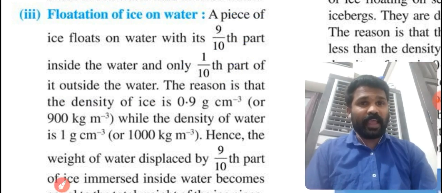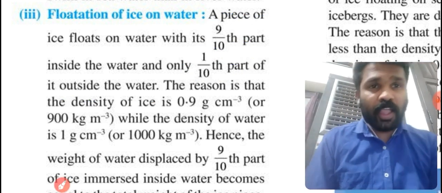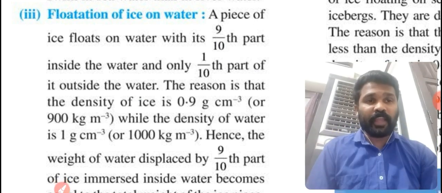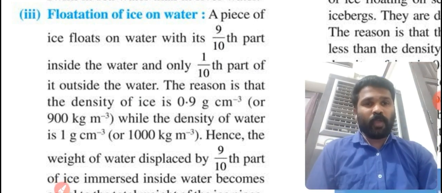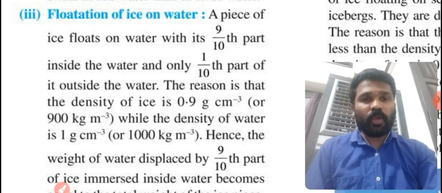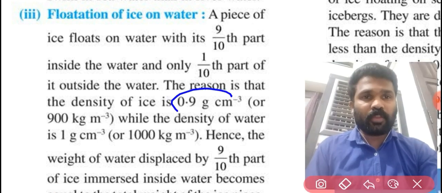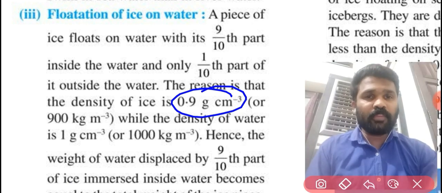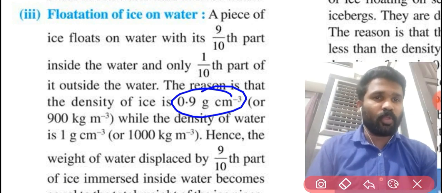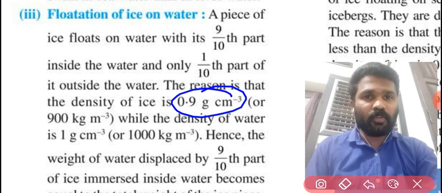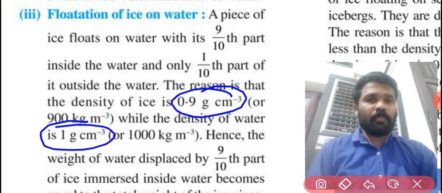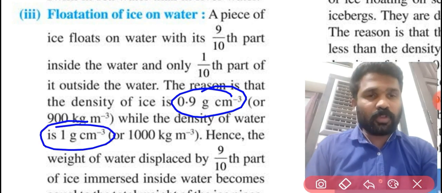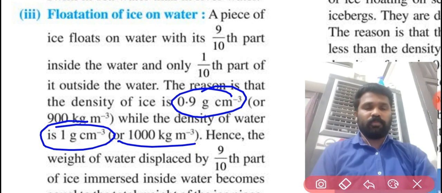The reason is that the density of ice is 0.9 gram per centimeter cube, while the density of water is 1 gram per centimeter cube. The density of ice is 0.9 gram per centimeter cube, meaning 900 kilogram per meter cube, while the density of water is 1 gram per centimeter cube, that means 1000 kilogram per meter cube.